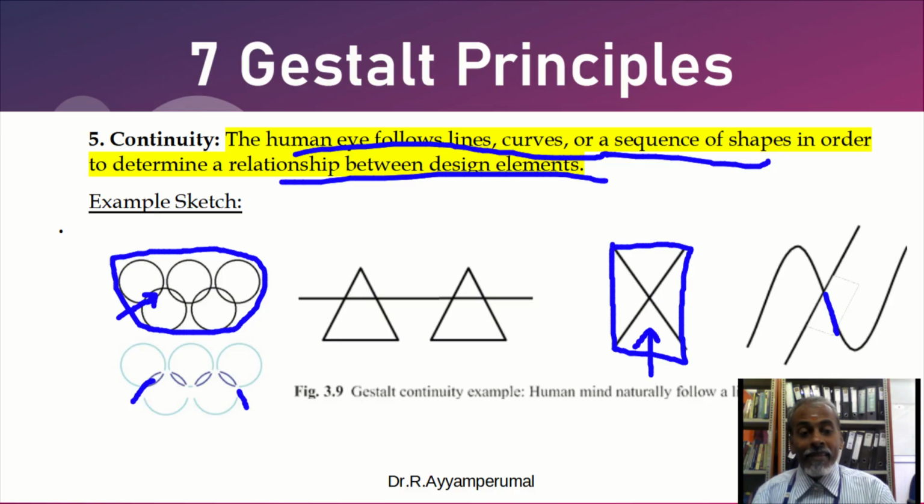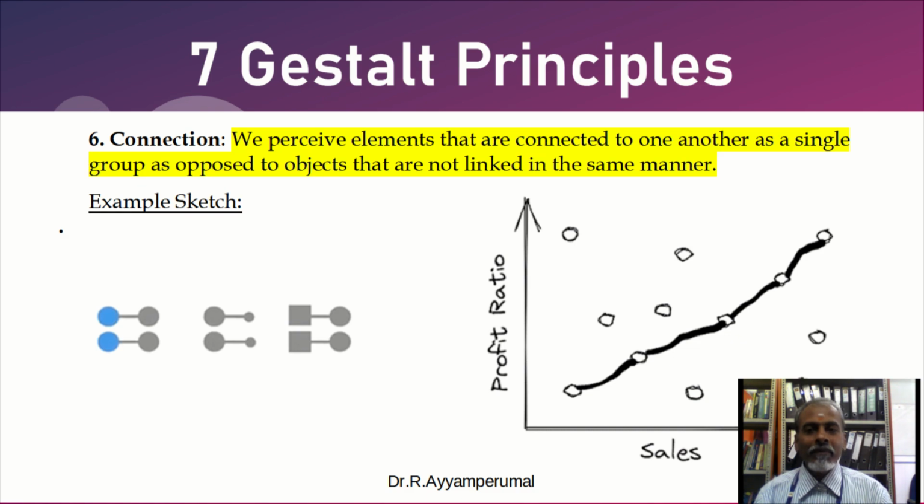We'll move to the next. Six is continuity, six is connection in Gestalt principle. Here, when you connect certain data in the graph, you'll be able to say that the profit ratio is growing with respect to sales. The sales is in the x-axis and your profit is in the y-axis. So by connecting these data, you are able to say that with sales, the profit ratio also grows.